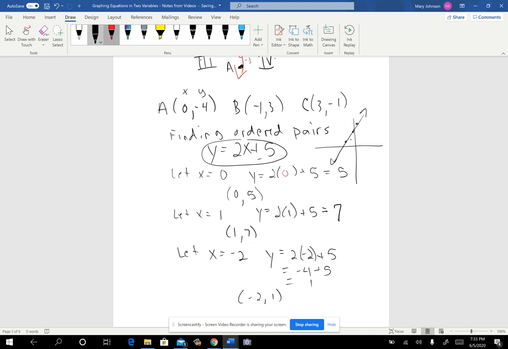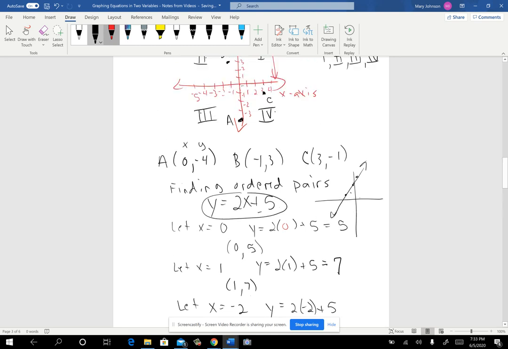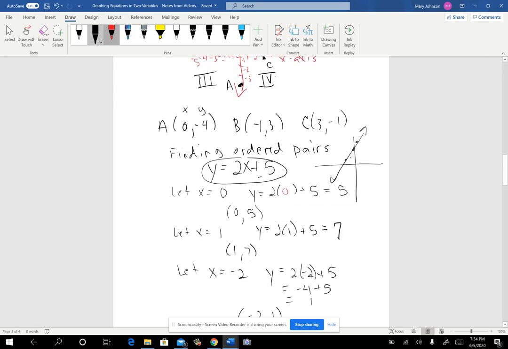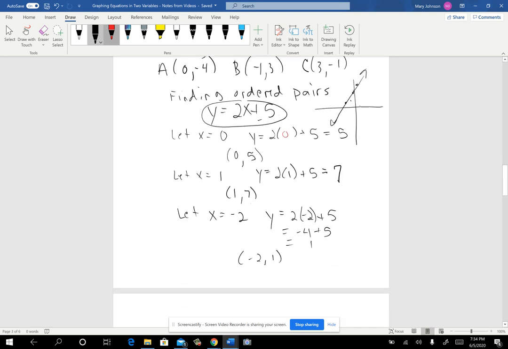Okay. So I'm going to stop this video. This was just stepping back and looking at some of the basics of graphing, making sure you remembered about the coordinate plane and how to plot points and things like what the quadrants were. In the next video, we'll focus on graphing lines.